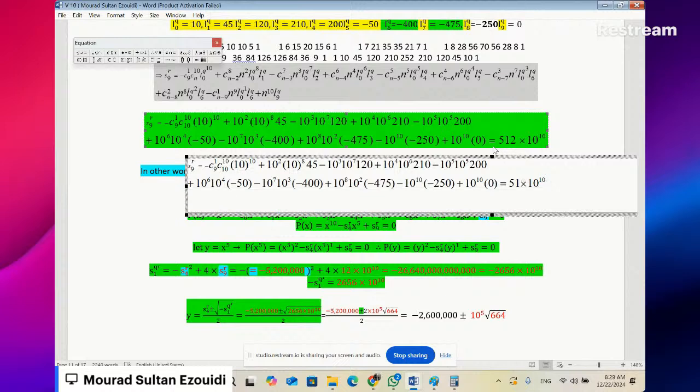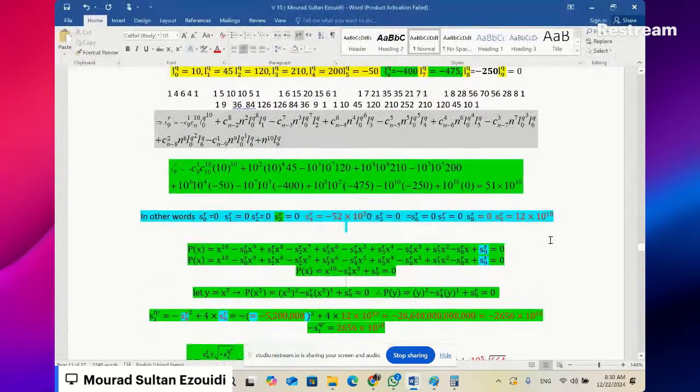Okay, calculator. So we will repeat: negative 9 plus 45 minus 120 plus 210 minus 200 minus 50 plus 400 minus 475 plus 250. Yes, 51. Correct. 51. Now, how comes here, my kids?